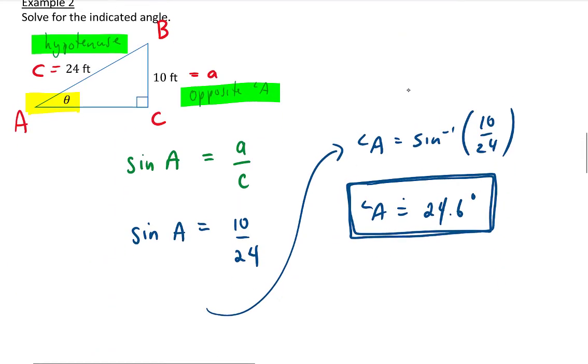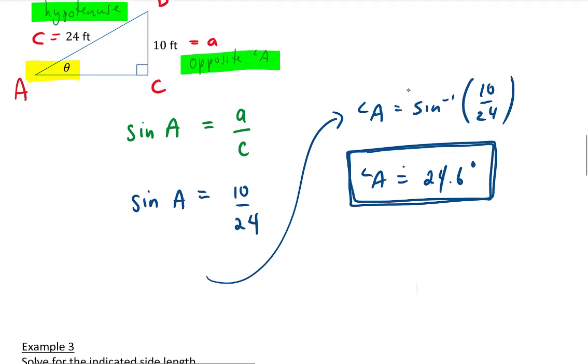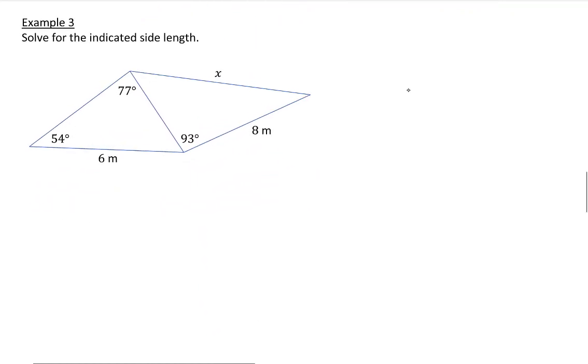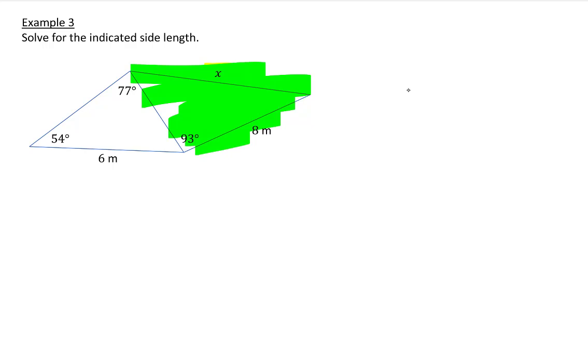And we chose sine because we had the opposite and the hypotenuse. Last example. I need to solve for side x. However, in this triangle here, I don't have enough information to solve for side x.